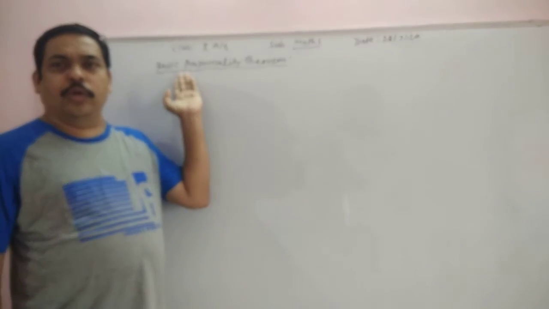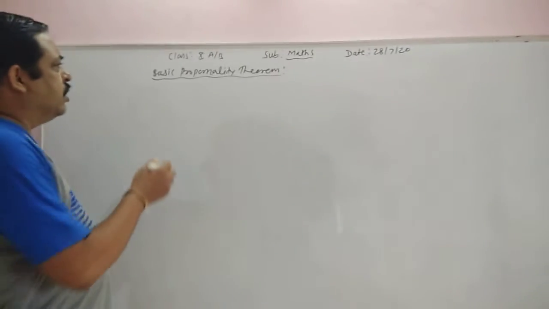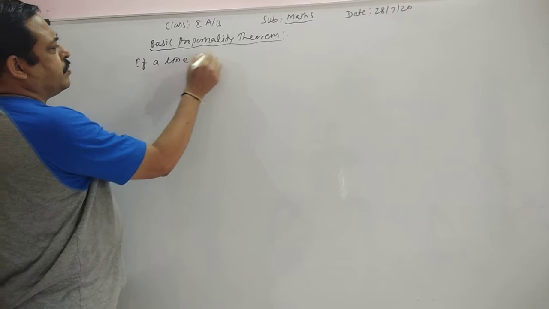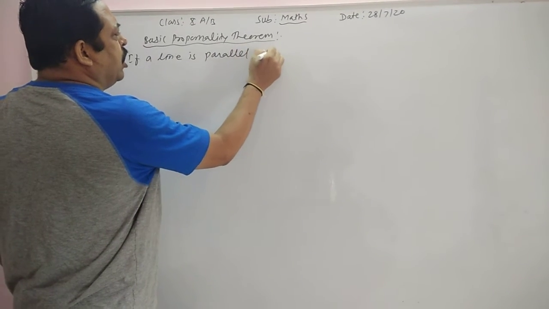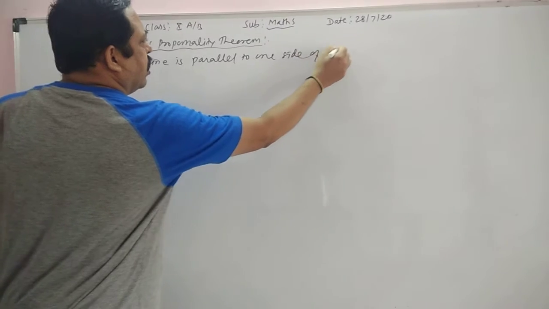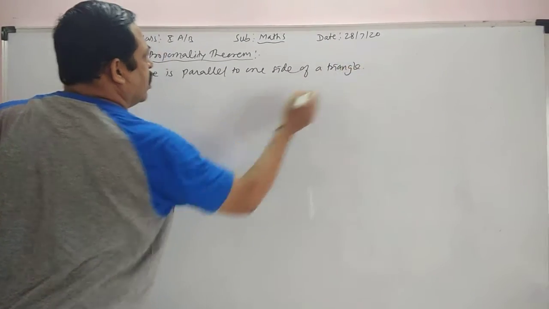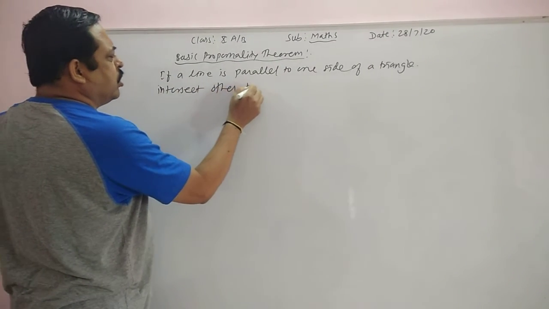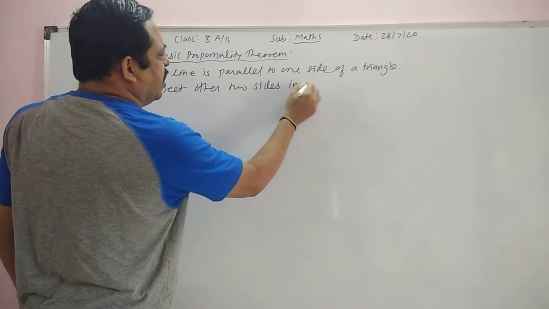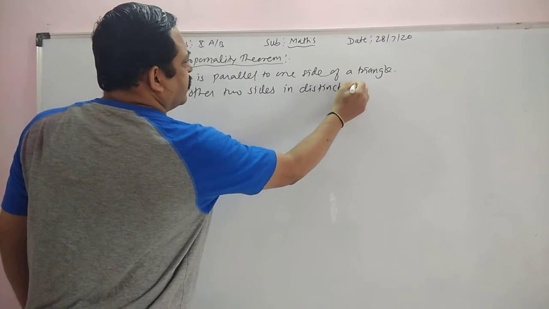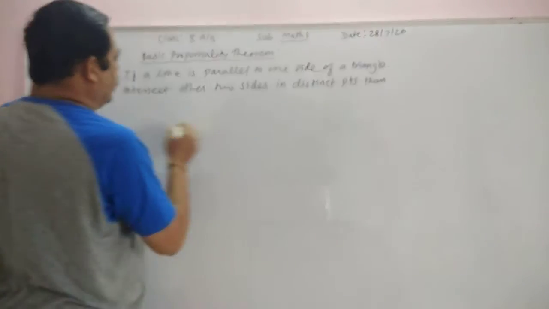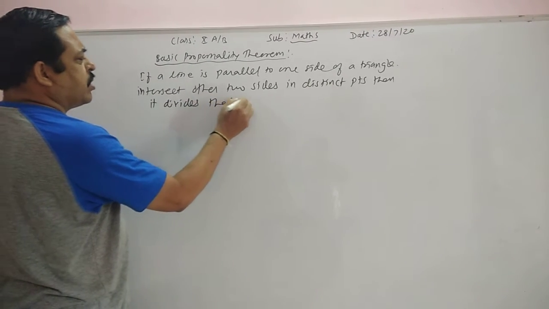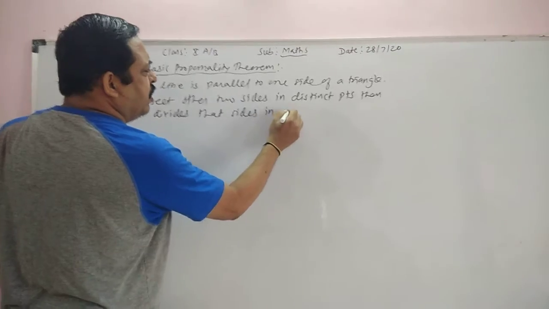Dear students, today we are going to learn the basic proportionality theorem. The statement of the theorem is, if a line is parallel to one side of a triangle and intersects the other two sides in distinct points, then it divides those sides in proportion.